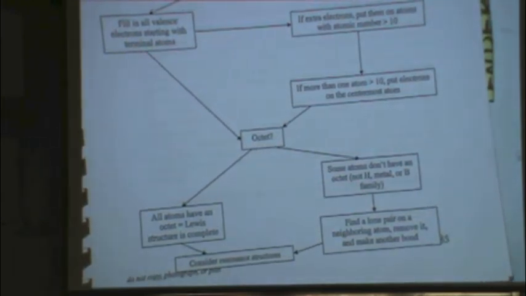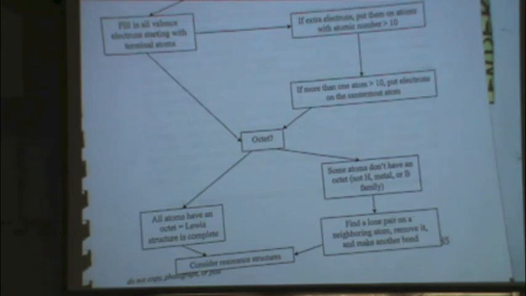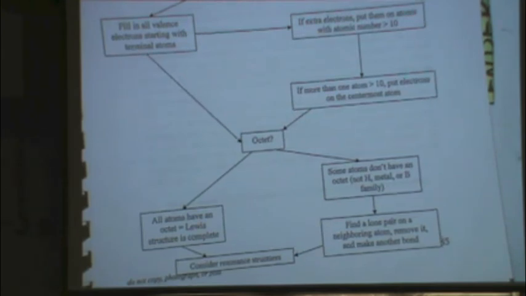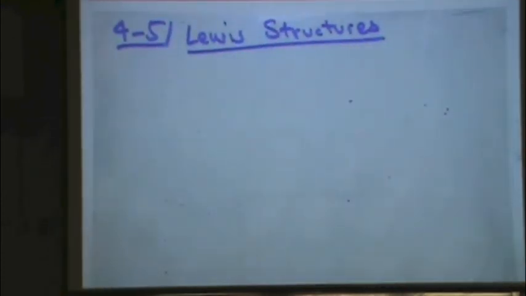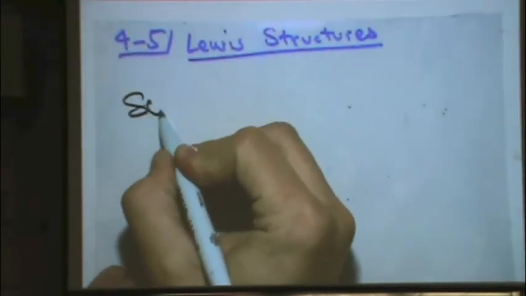But if you really cannot fix it, and not everything has an octet, the way to fix the problem is to make multiple bonds. So make a double bond or a triple bond, and I'll show you how to do that. That's an easy way to fix octet issues. So that's a general concept. We're going to follow that flow chart and try some examples. Today we'll try the easier examples.